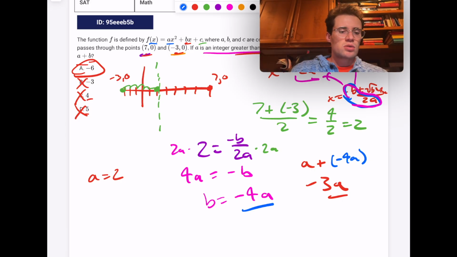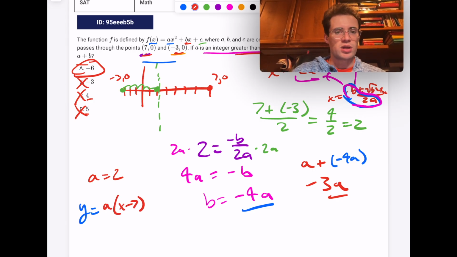But what I'm thinking is, if we write it out using these zeros in factored form, you get y equals a times, and it would be x minus 7, because when x equals 7, 7 minus 7 is 0. And then for the negative 3 zero, that would be x plus 3, because negative 3 plus 3 is equal to 0. So we write it like that, and then we just plug in our a value, which is 2. So you can do it like that.